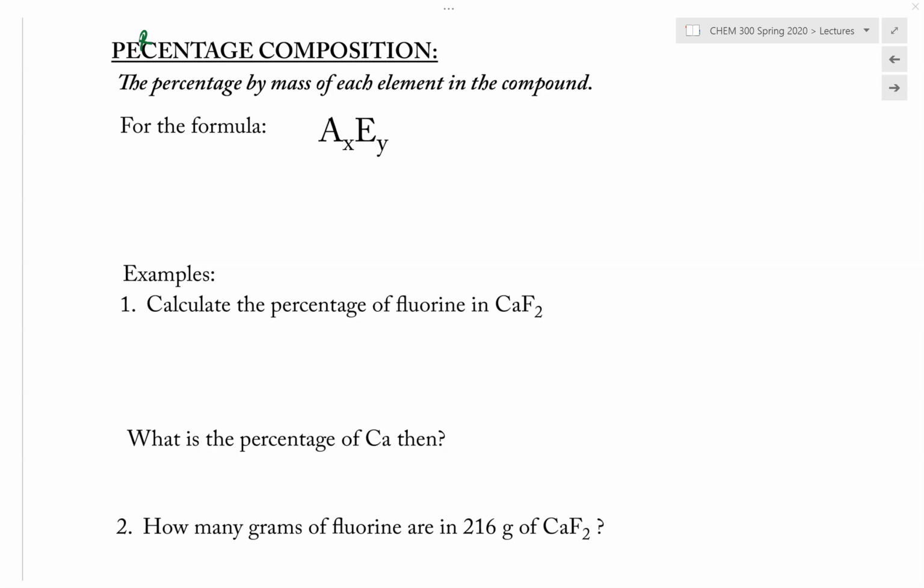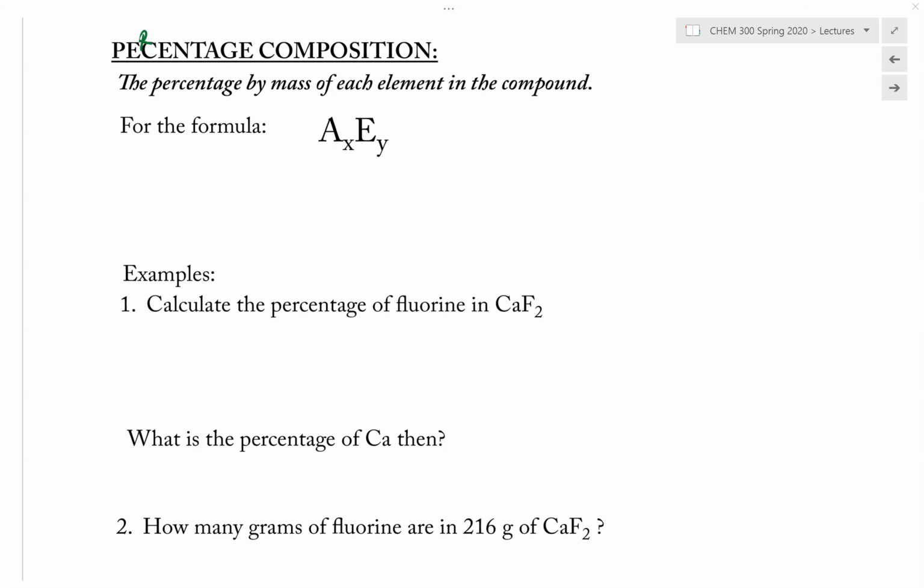A chemical compound consists of various types of elements in it. And when we describe the mass of an element relative to the mass of the entire compound, then it is known as the percentage of composition.